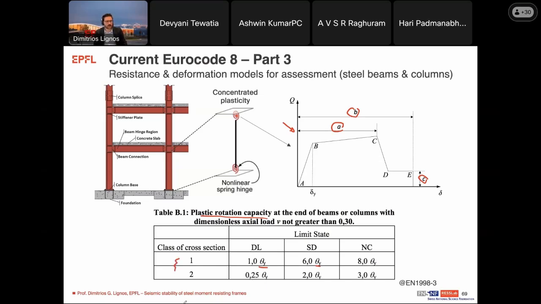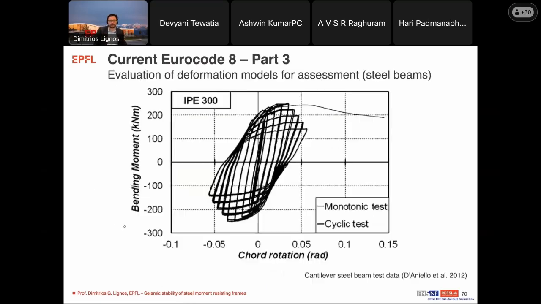The only thing was some classification based on the cross-sectional class. Now, when we started this a few years ago, we tried to see what these requirements mean based on some available tests. Here you see that in one of these tests, where the beam was an IPE 300, if you compare what Eurocode 8 Part 3 would tell you, you kind of overestimate considerably what would be the plastic rotation capacity of this beam.